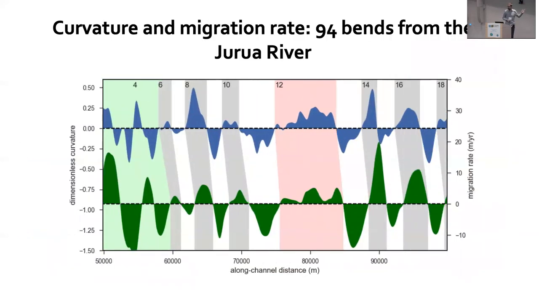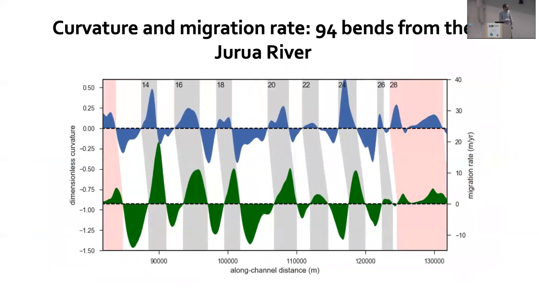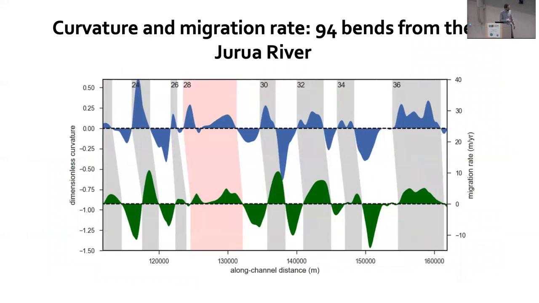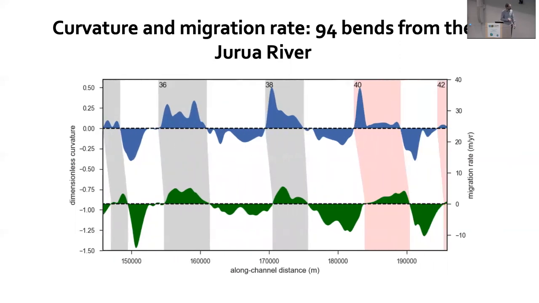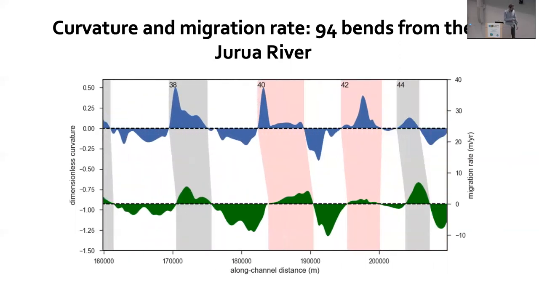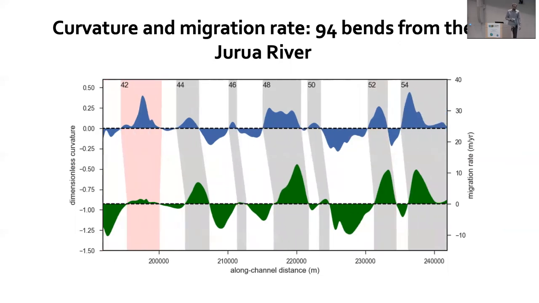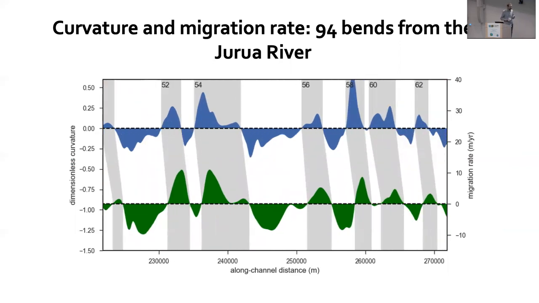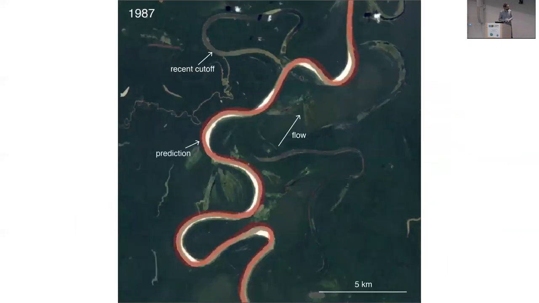I have cherry picked that example, of course, but we can look at 94 bends along the Jura River, and you can see the curvature and migration rate, with that oblique shift from the top to the bottom, that's the lag. There are some bends that behave a little bit differently. Those are the places where you have erodibility issues, I think. But other than that, it's a decent correlation, which means that on average, if I remember well, curvature explains more than 50% of the variance in migration in these rivers. And in plan view, that's what the quality of the prediction looks like.